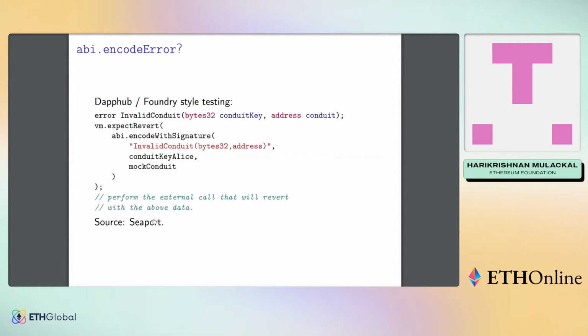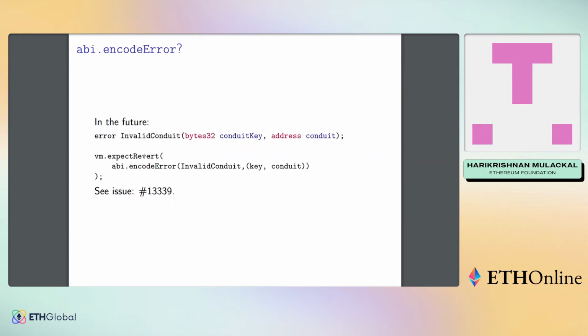And this is an example from OpenSea's new contract, Seaport. If you look at how they are doing it right now, it's abi.encodeWithSelector with the signature of the error and then the parameters. So recall that errors and functions are encoded identically. So you can actually reuse a lot of things that are done for functions, also for errors.